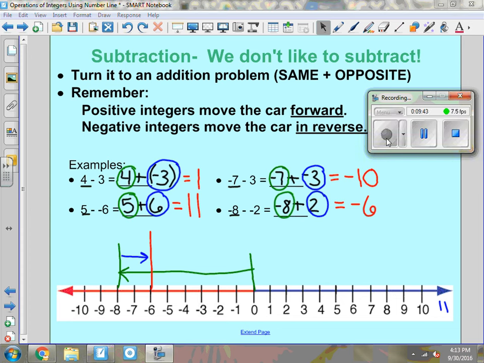Alright, so now we have learned how to add and subtract using number lines and our integers. If you need to go back, you can always rewind the video and go back to whatever you missed in your notes, or if you need to review one of these pieces. In our next video, we're going to learn how to multiply and divide.